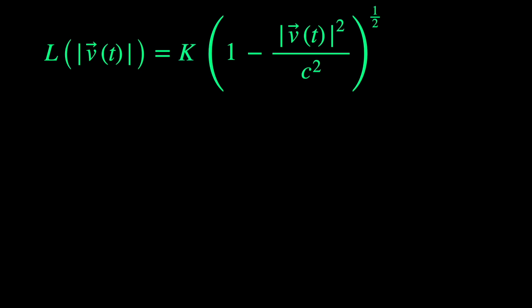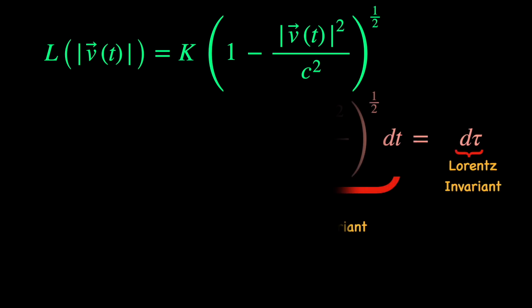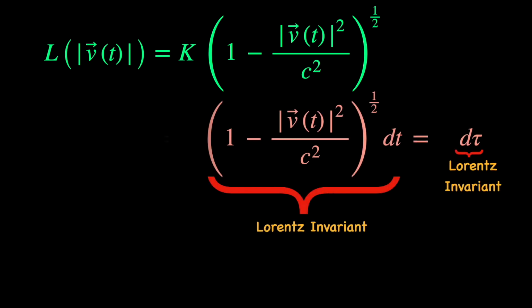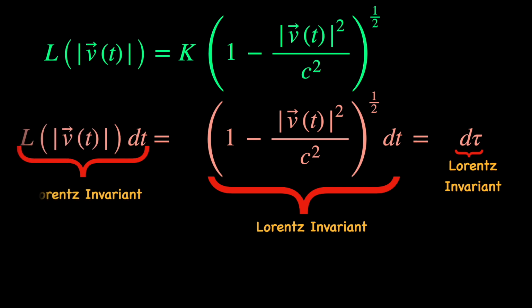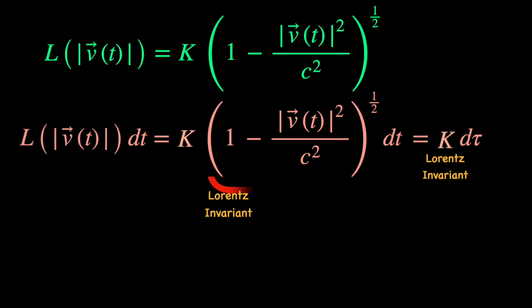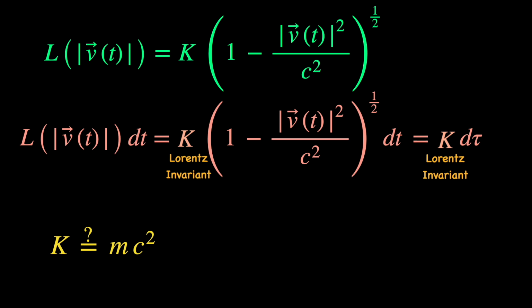This new factor must be Lorentz invariant on its own, since the proper time interval d tau we started with is already Lorentz invariant. So our best guess is mc squared, since both c, the speed of light, and m, the rest mass of the particle, are Lorentz scalars.